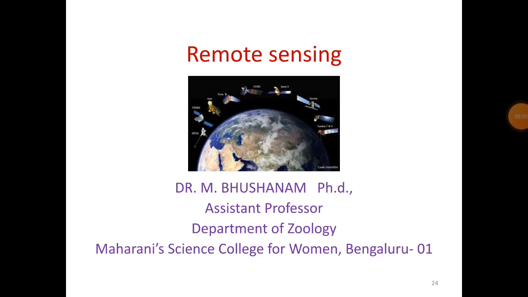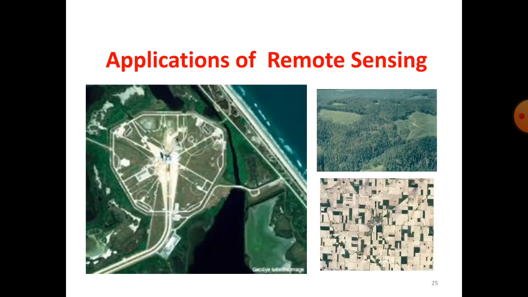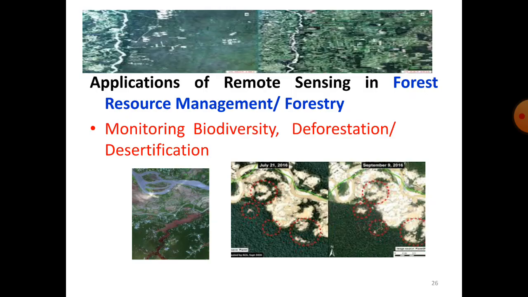Hello students, we shall continue the topic of remote sensing. Today we shall understand the applications of remote sensing. As we know, remote sensing is a scientific technique that involves gathering of information of the earth. This technology is widely used in many fields.